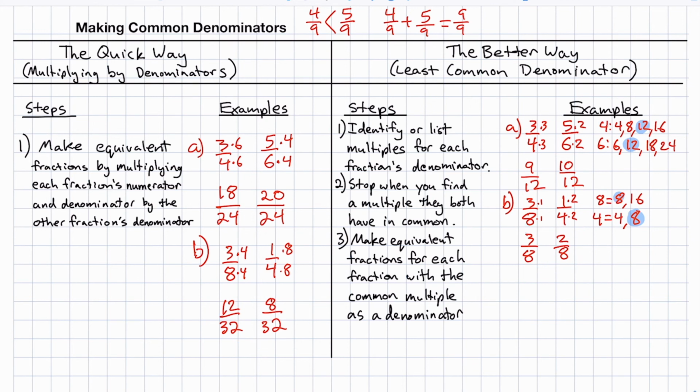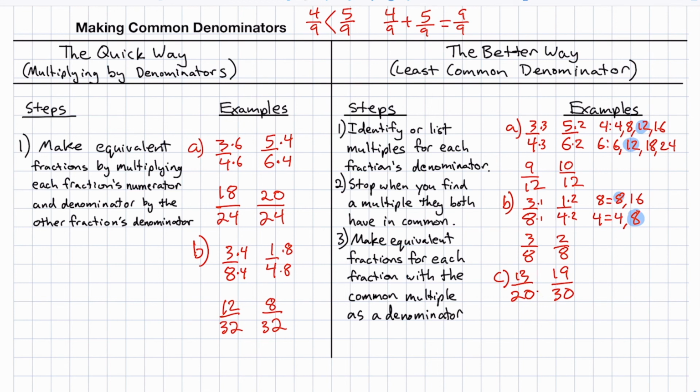I'll give you one final example. Let's say I had something big like, see here we have 13/20 and 19/30. So this is where it really starts to be helpful to use the least common denominator. I could multiply, if I was using the quick way, that means I'd be multiplying like this by 30 and this by 30, and I'm going to get some really big numbers there.